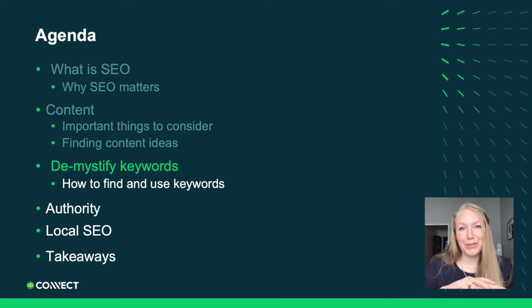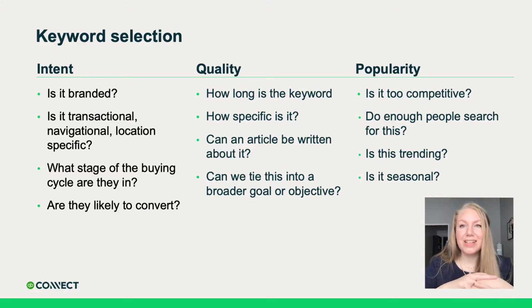This brings us to discussing keywords. There's a lot of mystery around keywords, so let's develop a good understanding. When it comes to keywords, there is a lot to consider. Everything from the user intent to how competitive or seasonal the keyword is can play a role. This is often a whole workshop in itself. So one thing to keep in mind is to match user intent as closely as possible. Let's discuss these three key areas of intent, quality, and popularity in more detail.